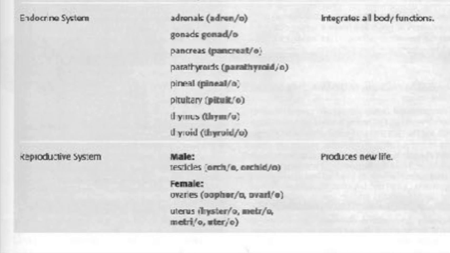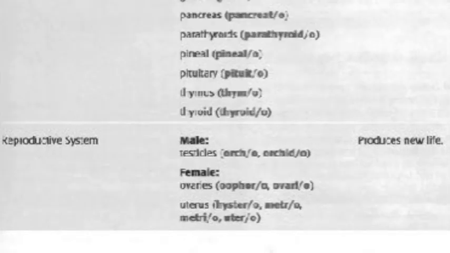The thyroid, with the word root thyroido, uses iodine to regulate all of our body systems with guidance from the pituitary gland. And finally, the reproductive system produces new life. For men, the sex organ is the testicles, with the word root orco or orchido. For women, the sex organs are the ovaries. And that word root is ophoro, and ovario.